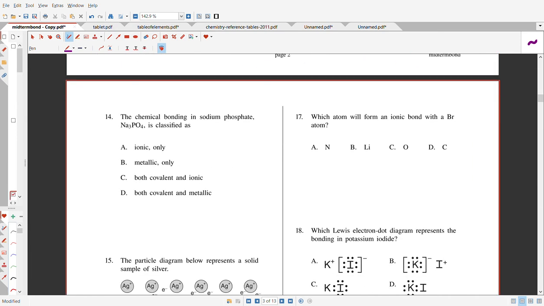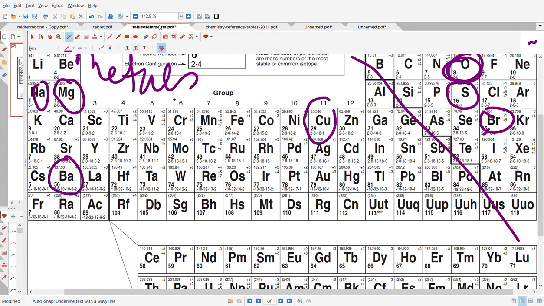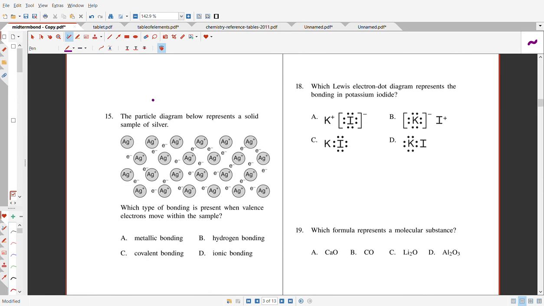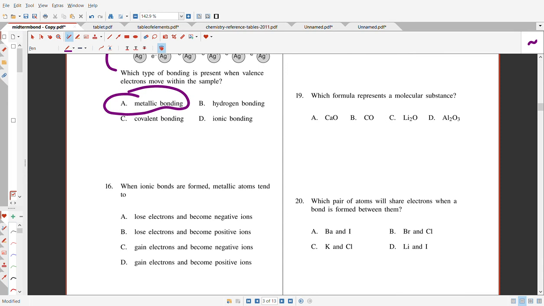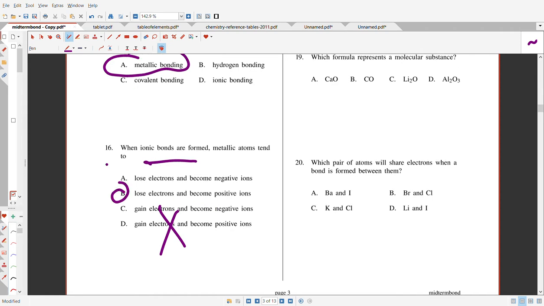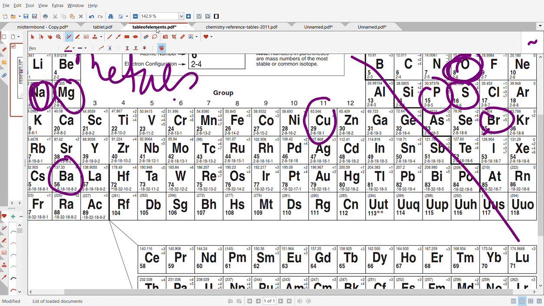Now here you have Na, P, and O. You have three things. Na is over here, P and O over here. So you have metal, nonmetal, nonmetal. So that means it's both. Now here you have silver, Ag is silver, and you see mobile electrons, a bunch of electrons in between, that's metallic bonding. Now when an ionic bond forms, metals are always losers. Metals lose electrons and they become positive. And if you forget that metals become positive, you could look at all the metals and you'll notice that they all have positive charges.